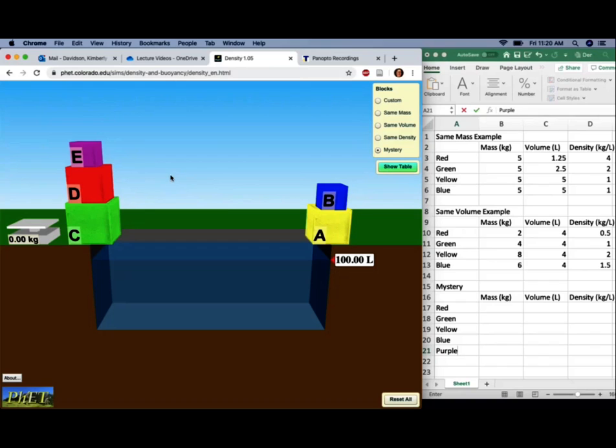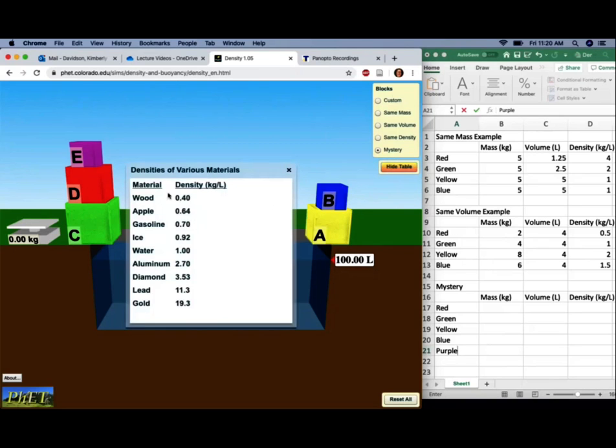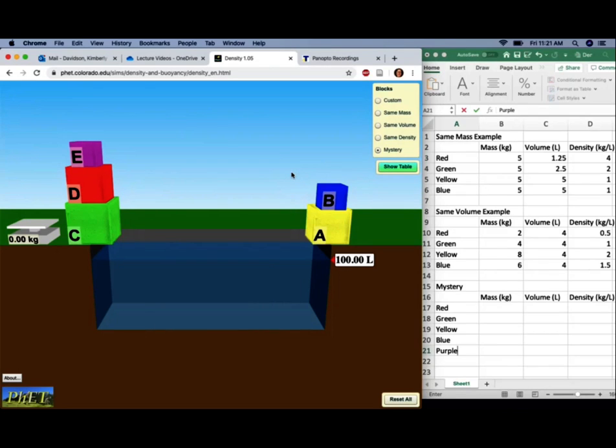So we need to go through and measure the masses of each of these different cubes. And then we also need to determine their volumes. And then we can calculate their densities. And for this particular problem, we can compare the densities of each object to some densities of actual solid objects. And then we can try to figure out what each object is. So do we have ice? Do we have aluminum? Do we have lead? So we'll figure that out.